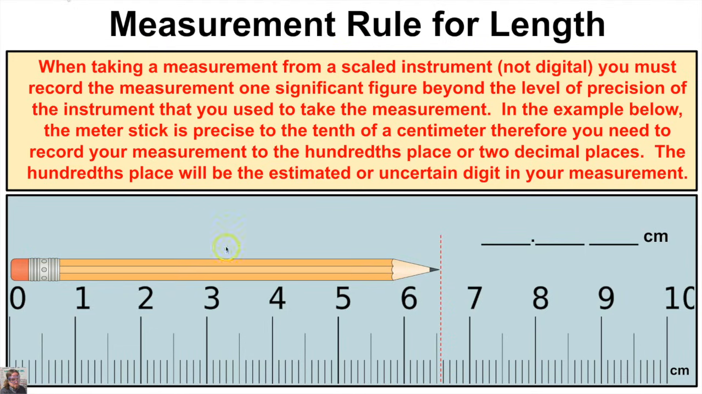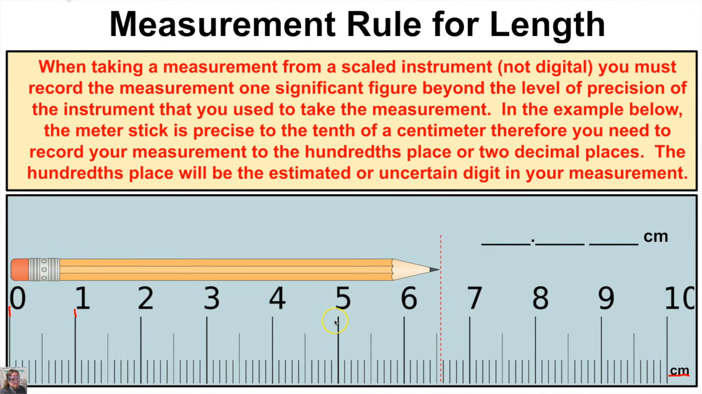Well, if we take a look here, we have a section of a meter stick, and if we look close, the distance between 0 and 1 is 1 centimeter, right? And if we take a look even closer, we can see that this meter stick is precise to the 10th of a centimeter.